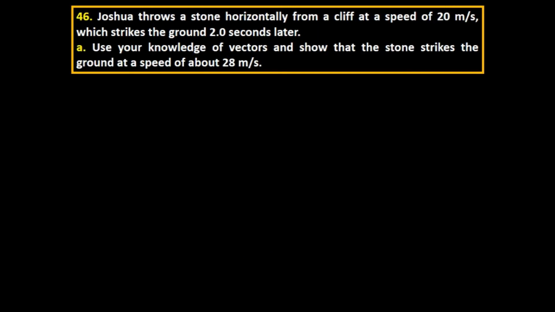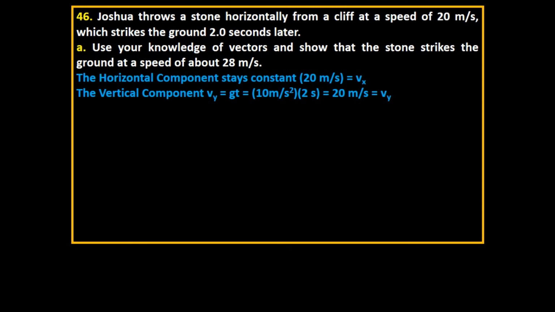Joshua throws a stone horizontally from a cliff at a speed of 20 meters per second, which strikes the ground 2 seconds later. Use your knowledge of vectors and show that the stone strikes the ground at a speed of 28 meters per second. So he's going to throw the stone horizontally at 20 meters per second. So that will remain constant. 2 seconds later, that means that it's going 20 meters per second in the y direction and 20 meters per second in the x direction.